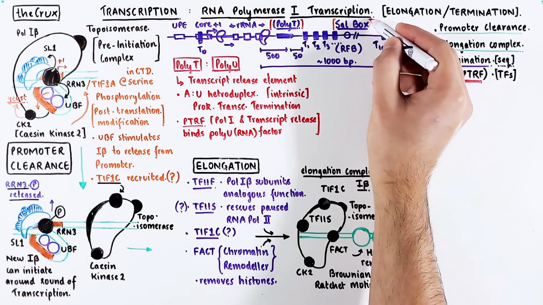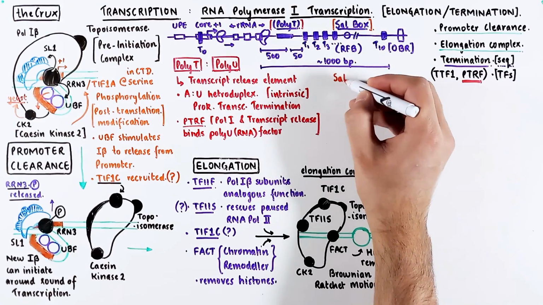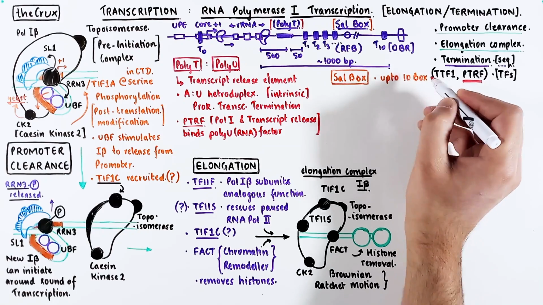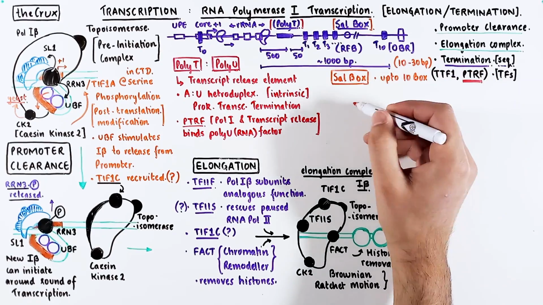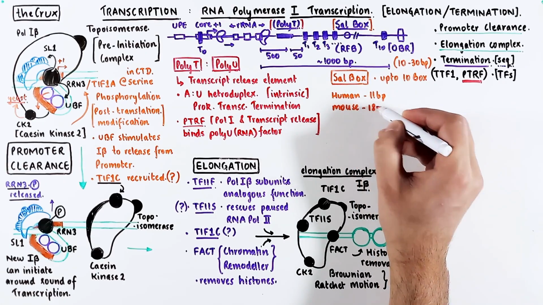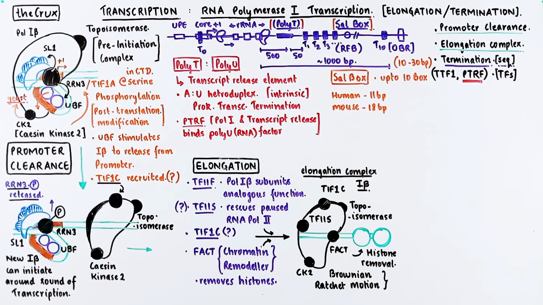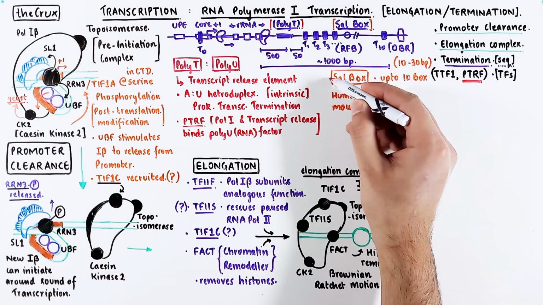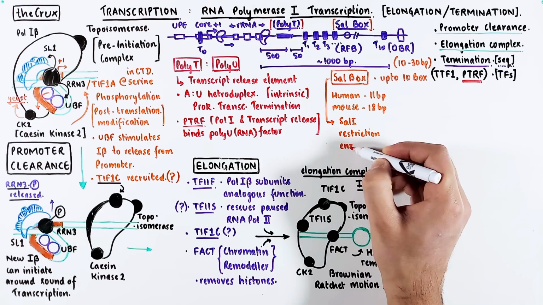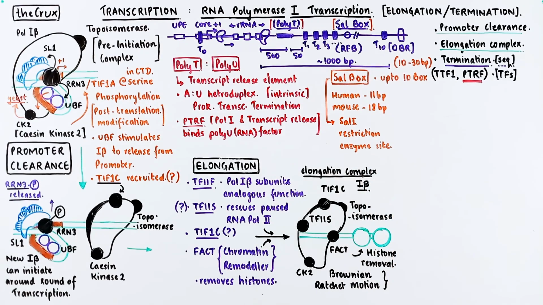Alright, now let's talk about Sal Boxes. And we said that there are about 10 of these in humans. They can range from 10 to 30 bases in length. In humans, they are around 11 bases in length. Mice have them at 18 bases. And I think yeast Sal Boxes are slightly longer, around 25 bases. Oh, and you call these short sequences Sal Boxes because they have a Sal1 restriction enzyme site in them.